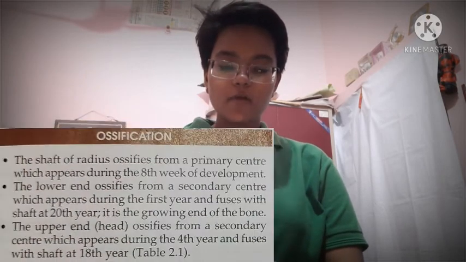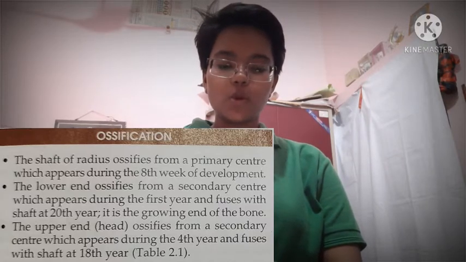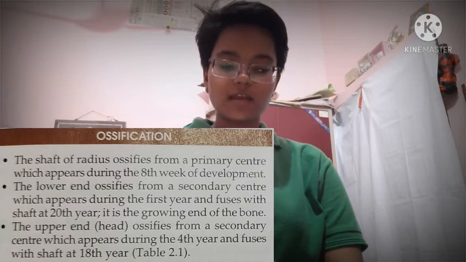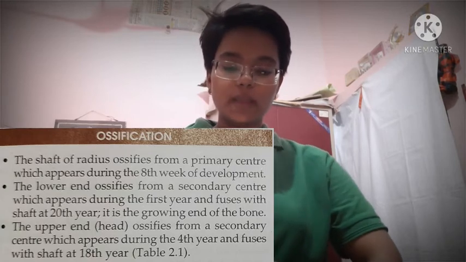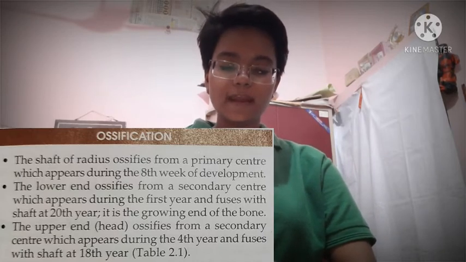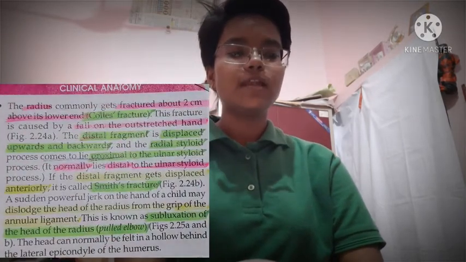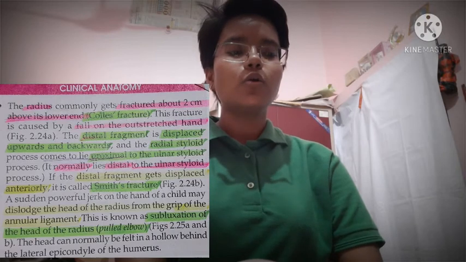Ossification. The shaft of the radius ossifies from a primary center which appears during the 8th week of development. The lower end ossifies from a secondary center which appears during the 1st year and fuses with the shaft at the 20th year. It is the growing end of the bone. The upper end, the head, ossifies from a secondary center which appears during the 4th year and fuses with the shaft at the 18th year.